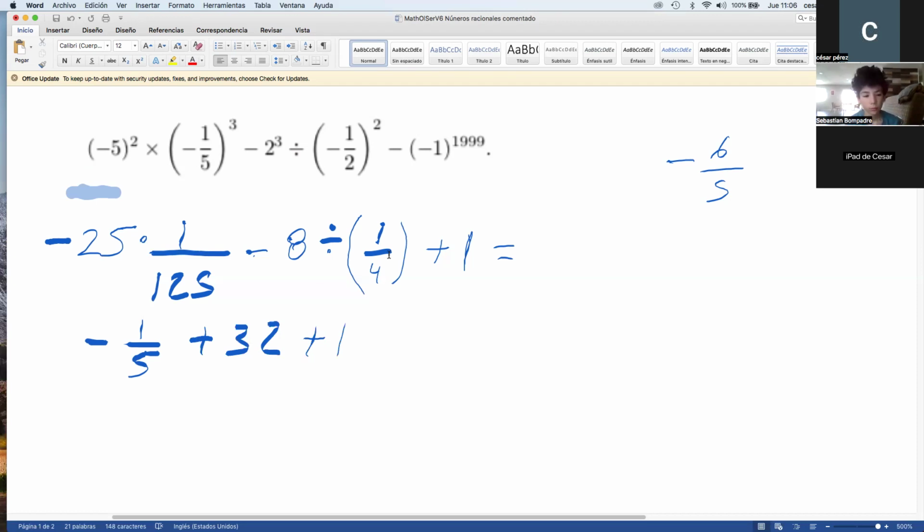No, no, no, no, no. This is wrong because we got here a negative sign. Okay. -32. So we will get -31 1/5. And we can write this 156 divided by 5.